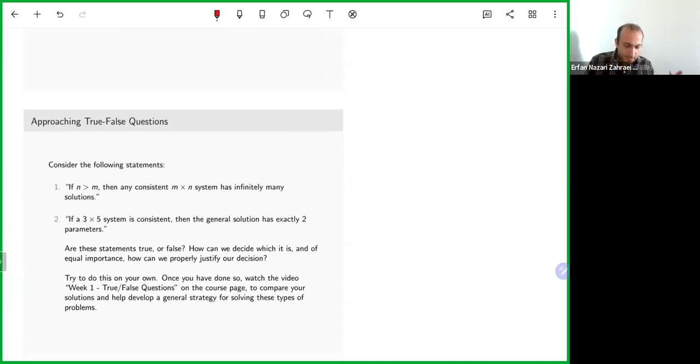What does the question say first? Let me read it. It says if n is more than 1 and the dimension of a consistent system is m by n, then I have infinitely many solutions. Think about this. This is talking about a linear system of equations, dimensions of it, being consistent or not, having infinitely many solutions. Where did I see all these in one place? The relationship between these kind of things.